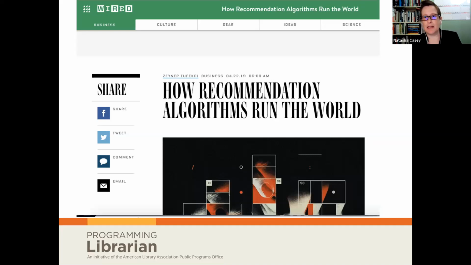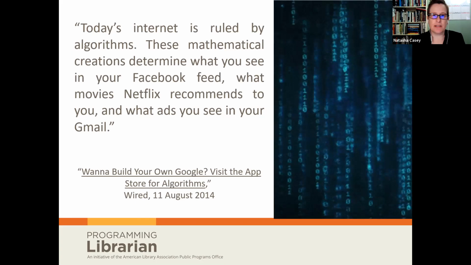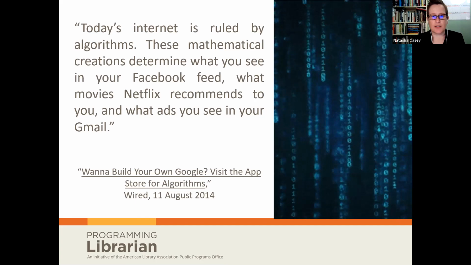So Google and others, but most especially Google, because they do dominate the market in this country, are less than forthcoming about how their algorithms work. And of course, they're constantly changing as well, making this process trickier all the time. But I think understanding at least the basic principle of algorithms is key to understanding everything that we do online, because as this article pointed out, today's internet is basically ruled by algorithms.